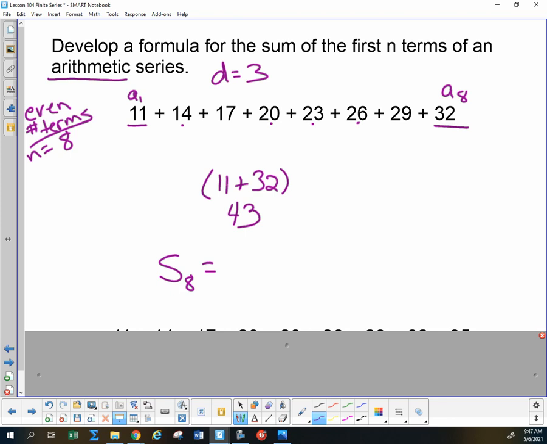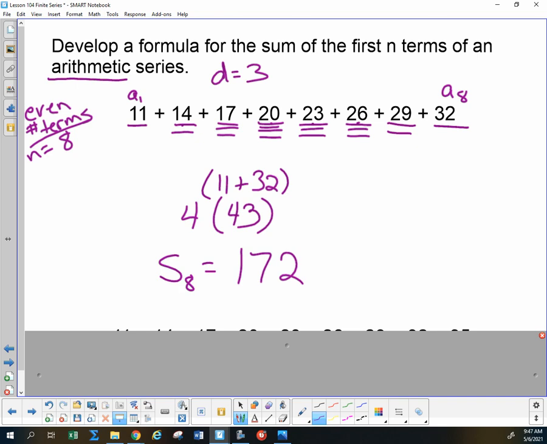Then I'm going to work my way in. I'm going to take another pair of the ones that are next to each end. What is 14 plus 29? 43 again. Next pair. What is 17 plus 26? 43 again. And my last pair, what is 20 plus 23? So I happen to get 4 pairs, and each pair was 43. And if I multiply 4 times 43, I think I got 172. Did I do that right?